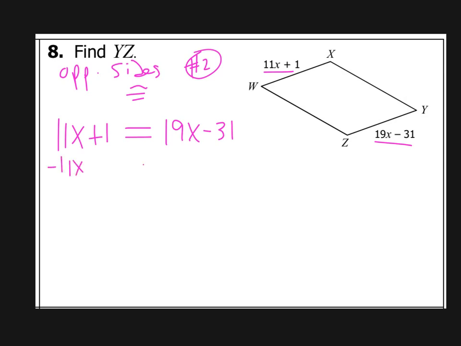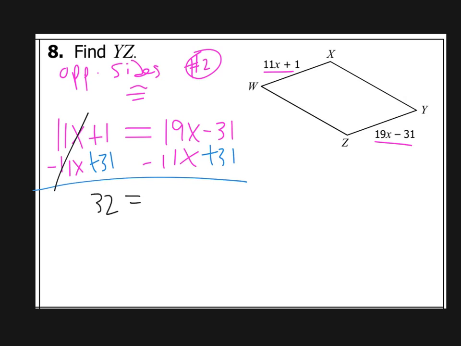I subtract 11x from both sides, and simultaneously, I might feel comfortable enough to add 31 to both sides, and just do everything all at one time. 11 minus 11 is nothing. 31 plus 1 is 32. 19x minus 11x is 8x, and 31 minus 31 is 0. Divide by 8 on both sides, and I'm going to get that x is equal to 4.